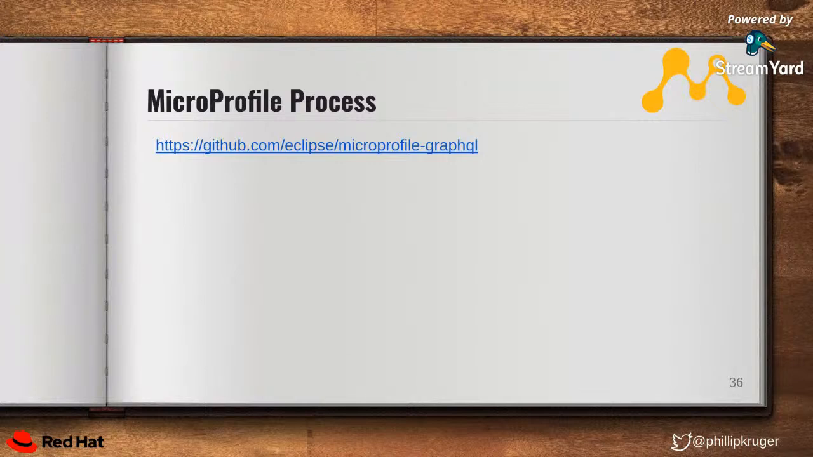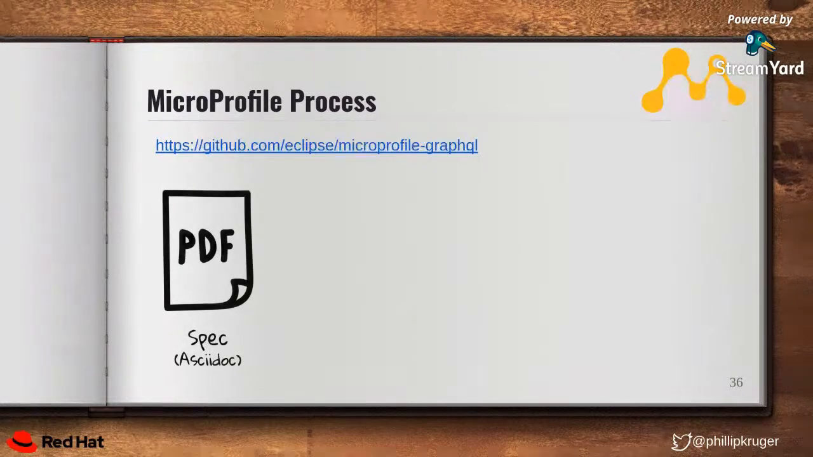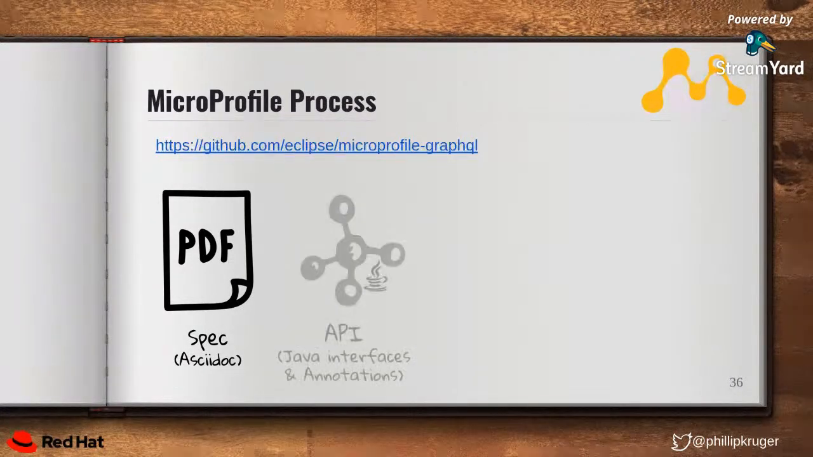Right, so the MicroProfile GraphQL is available in GitHub. You can go see it there. What it means to be a specification under MicroProfile is basically there'll be a spec doc, which we've used AsciiDoc to actually write. So you should be able to download the PDF version or browse the HTML version online.